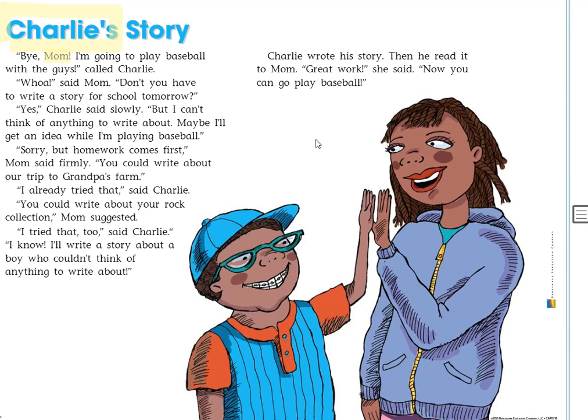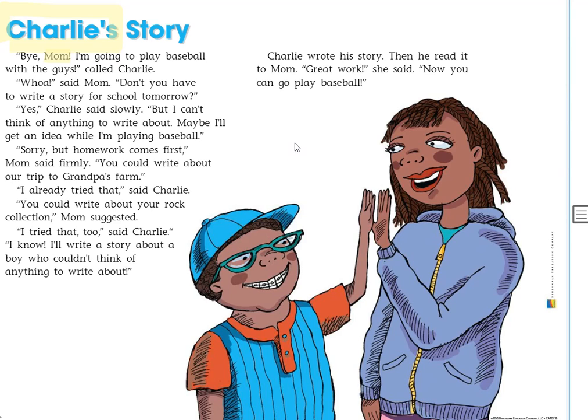What is the problem in the story? Well, the problem is that poor Charlie here can't think of anything to write about. How is his problem solved? Well, his mom gives him suggestions, but then Charlie comes up with an idea, a solution to write a story about how he doesn't have anything to write about.